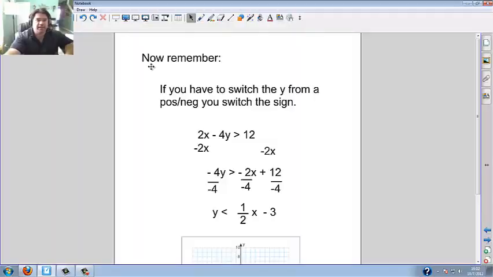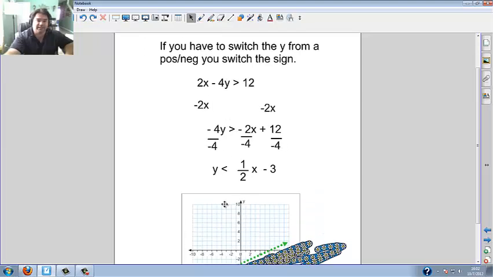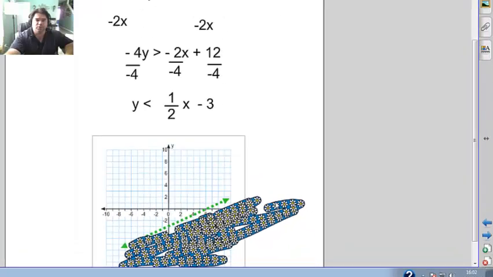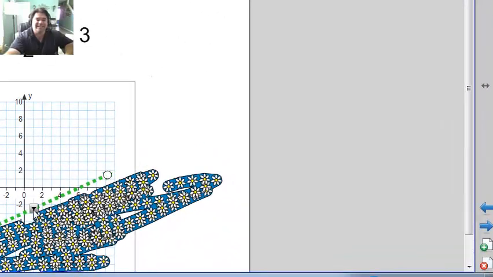And back. Now remember, if you have to switch the y form for a positive or negative, you switch the sign. If I have this here, I'll first subtract 2x from both sides, but then because I'm dividing by negative 4 on all three parts, the greater than becomes a less than. So minus 3, up 1 over 2, shade below. It is a dotted line because it was a less than, not equal to. And there you have it.